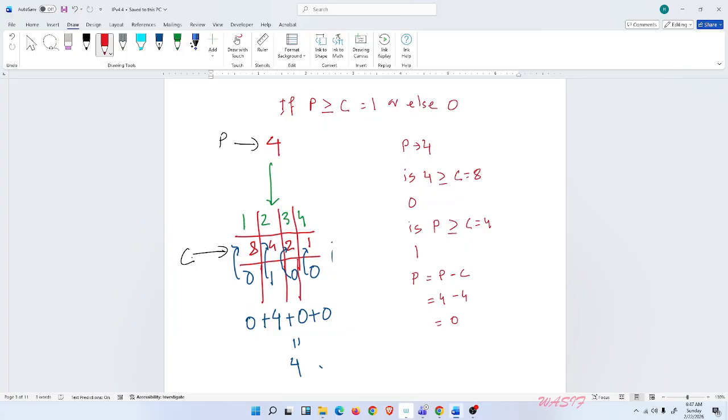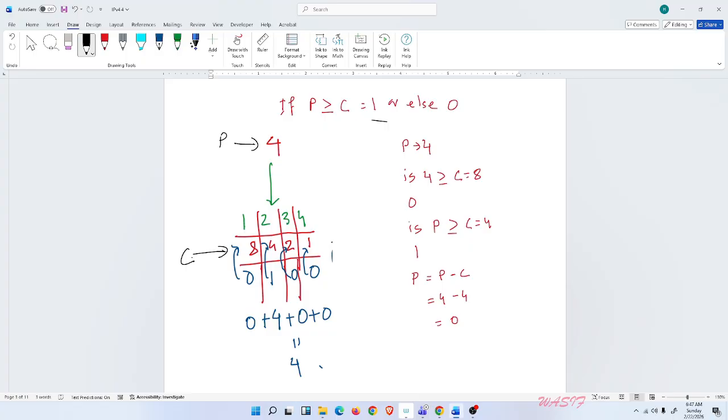If the pointer value is still 4, the column value will become 4. Is 4 greater than or equal to 4? Yes, it's equal to 4, so we will write here 1. Now, very important: once you write 1, your pointer value will change. You need to subtract the value you compared with the pointer value.